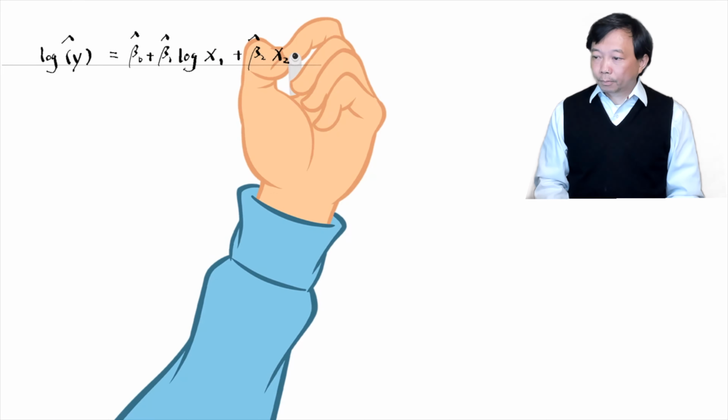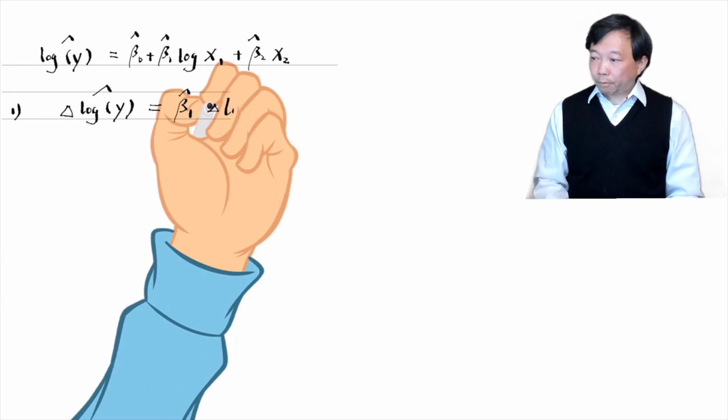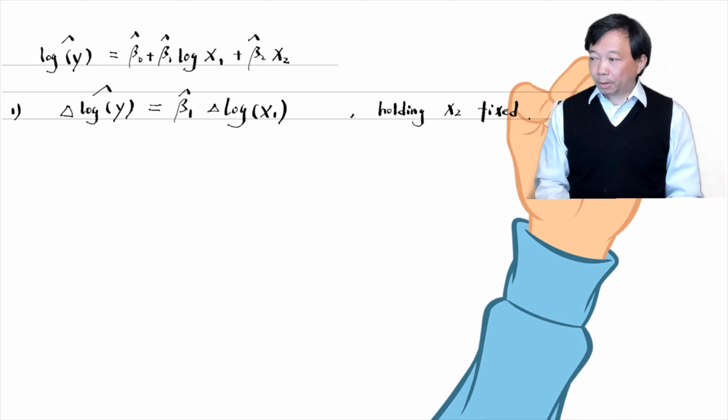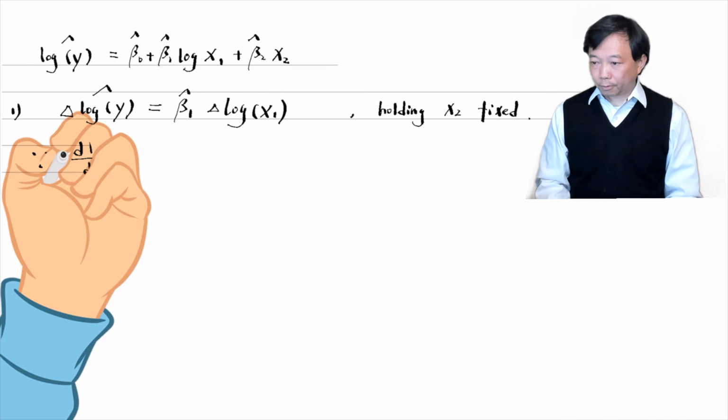The first is the log-log form. The explanatory variable of interest and the outcome variable are both in logarithmic form. Here, the logarithm is the natural logarithm. We can prove that the estimated coefficient beta 1 hat is the percentage change in the outcome variable as the explanatory variable increases by 1%.